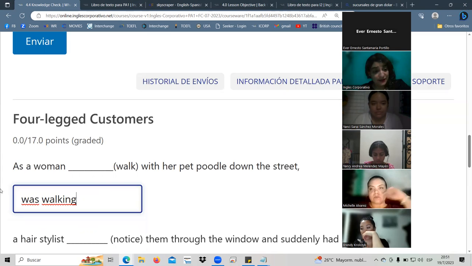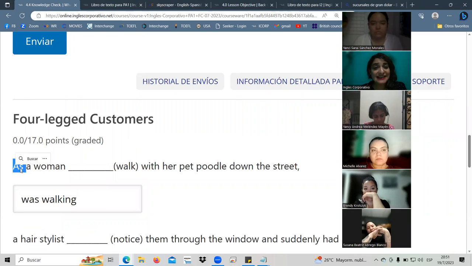A woman was walking with her pet poodle down when the street. No. Ah. Only. Fíjense, si se fijan, yeah. Así como al mismo tiempo, ese as es utilizado como while en este caso, right? Yep. Okay. As a woman was walking with her pet poodle down the street. Okay.